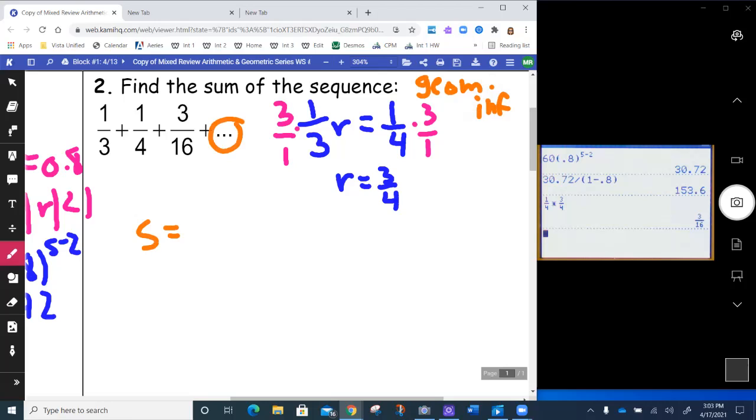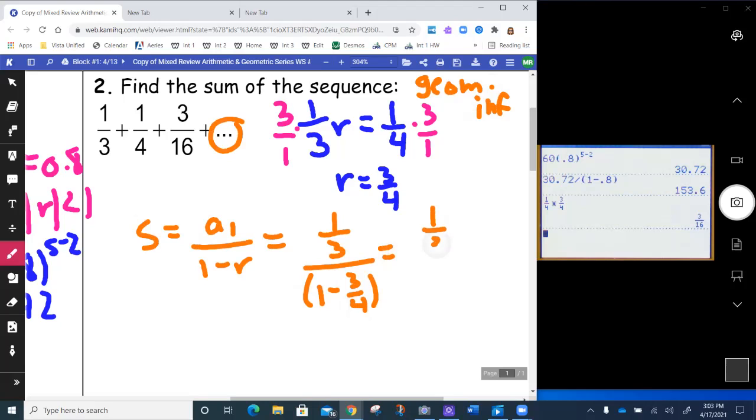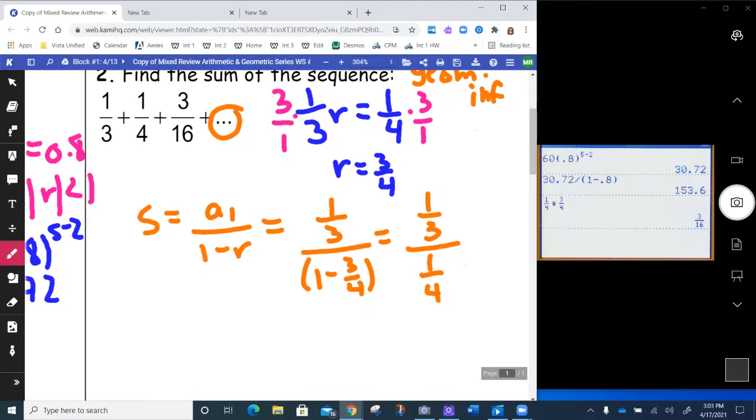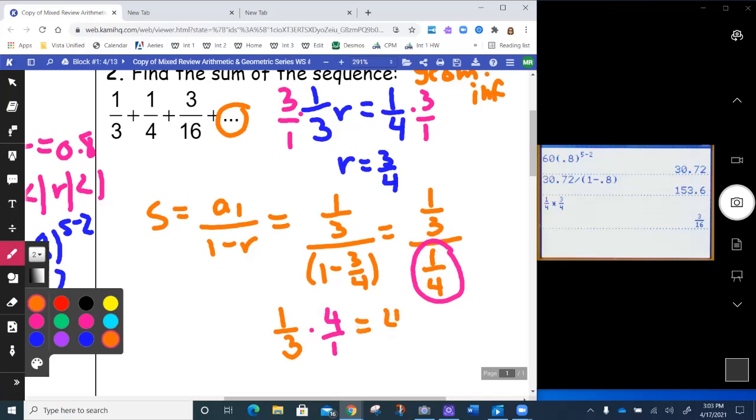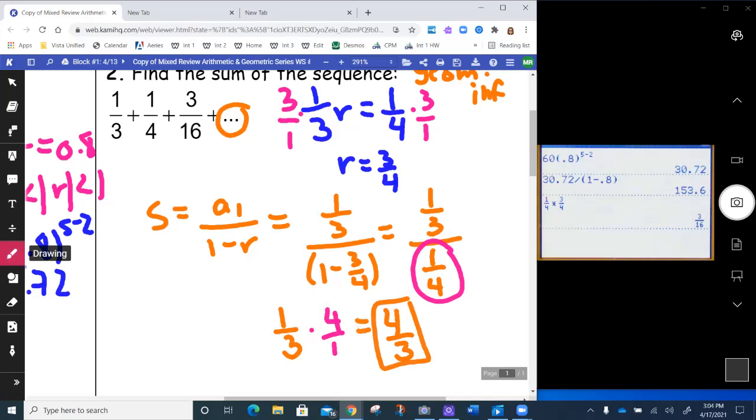And so the infinite one is A1, your first term, over 1 minus R. And our first term is 1/3. And it's going to be 1 minus 3/4. And so I'm going to do this without a calculator. It's going to be 1/3 over 1/4. And then if I am dividing by a fraction, I can take my 1/3, and if I'm dividing it by 1/4, I times it by the reciprocal. And for my answer, I'm going to get a 4/3. And that's my answer.